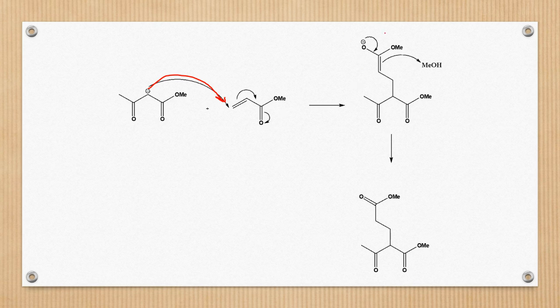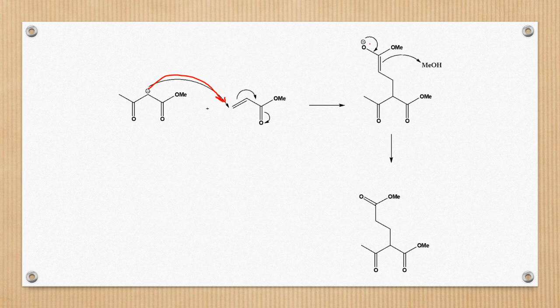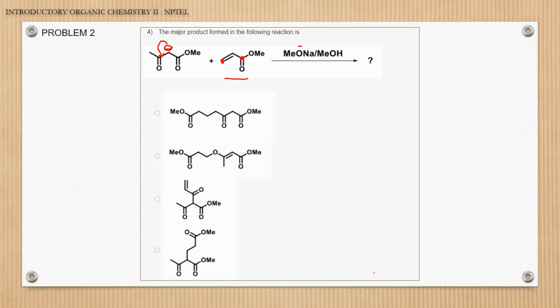Then this oxyanion will form, and after the formation of oxyanion, this will come down, and the negative charge generated at this position will be taken up by a proton and get neutralized to give you this particular compound. So tell me which is the correct option.